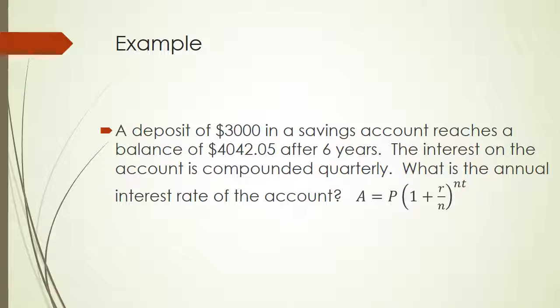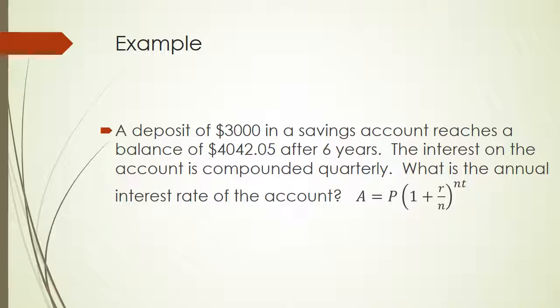Now a word problem. We have a deposit of $3,000 in a savings account, and it reaches a balance of $4,042.05 after 6 years. The interest on the account is compounded quarterly. What is the annual interest rate of the account?